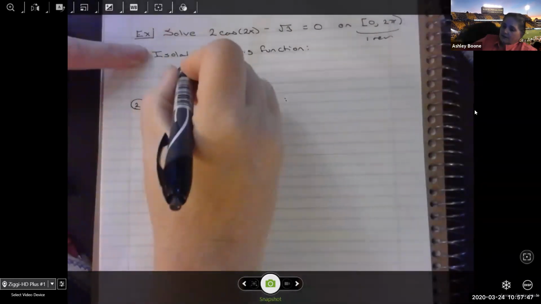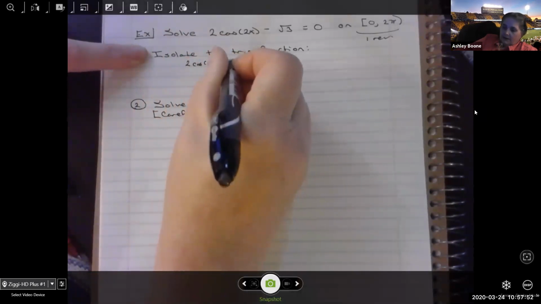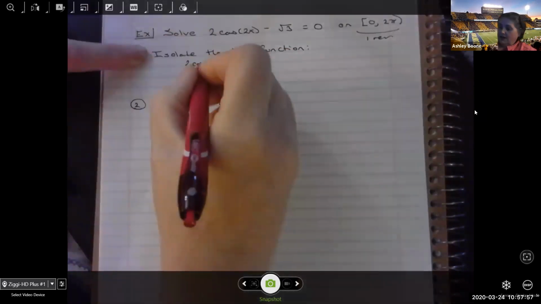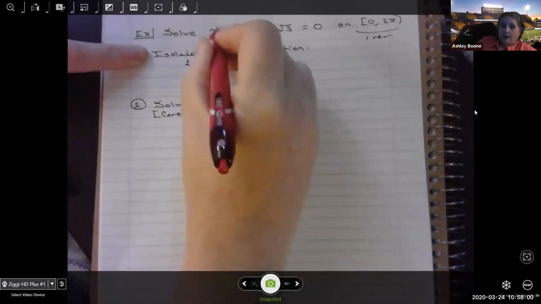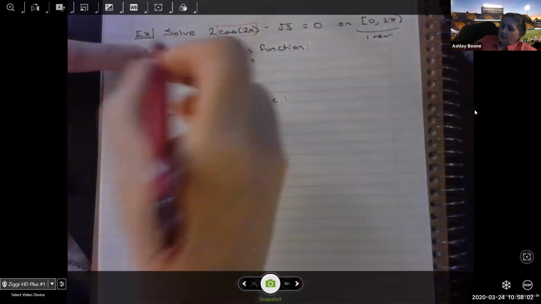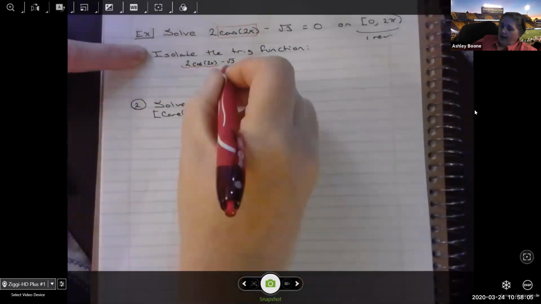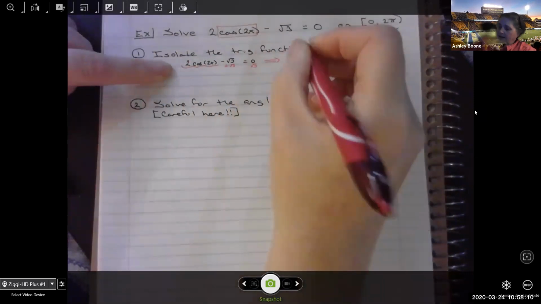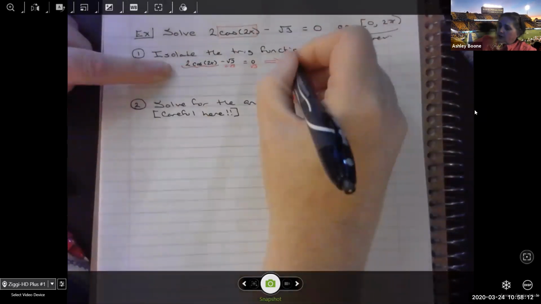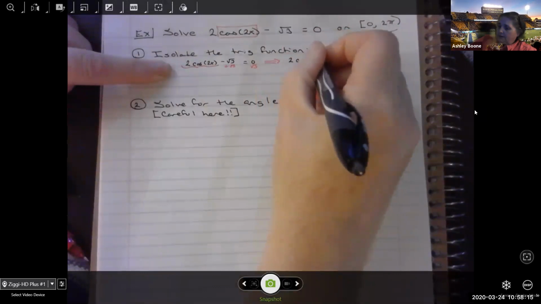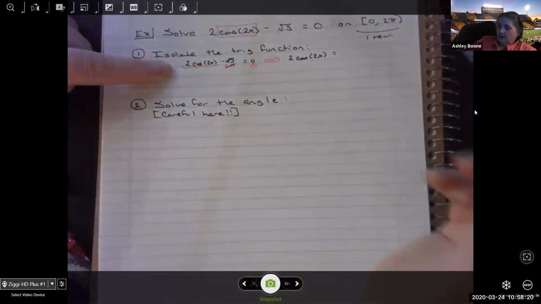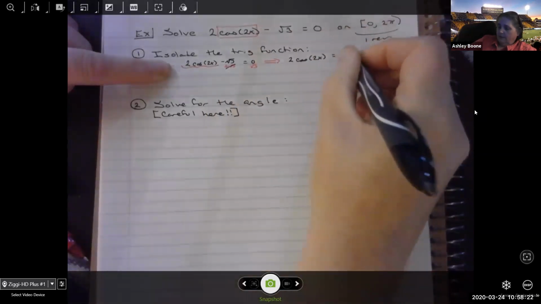So let's look at this. We have 2 cosine of 2x minus √3 equals 0. We need to get cosine of 2x by itself. So first thing, I'm going to get that term alone. I'm going to add a square root of 3 to both sides. So I end up with 2 cosine of 2x equals negative root 3 plus root 3 cancel. 0 plus square root of 3 is square root of 3.